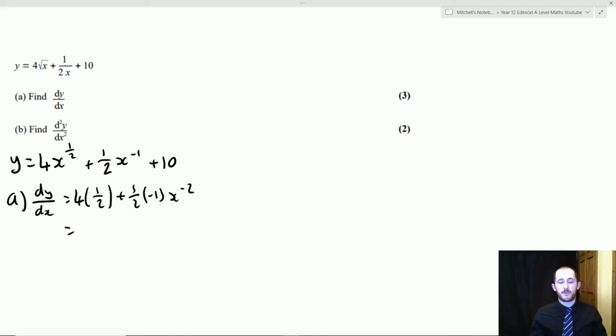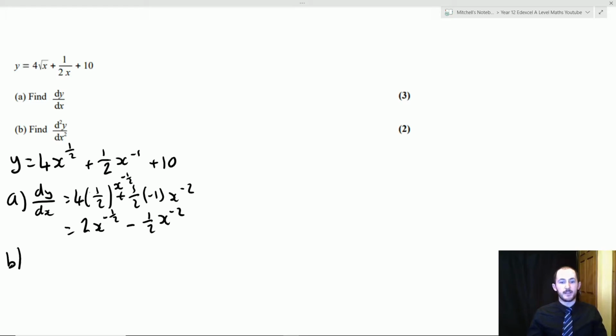So that would be 4 times a half is 2, so we have 2. I forgot to put the x to the power of minus a half, so 2x to the minus a half, minus a half x to the minus 2 for 3 marks.